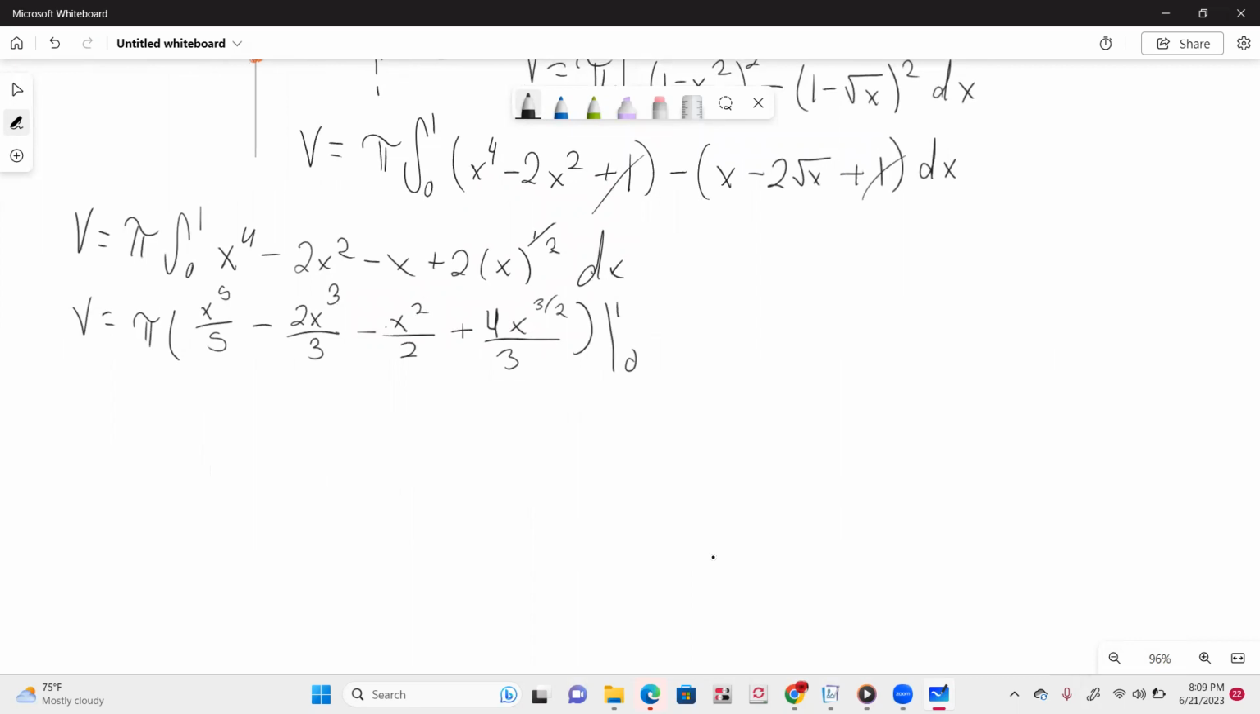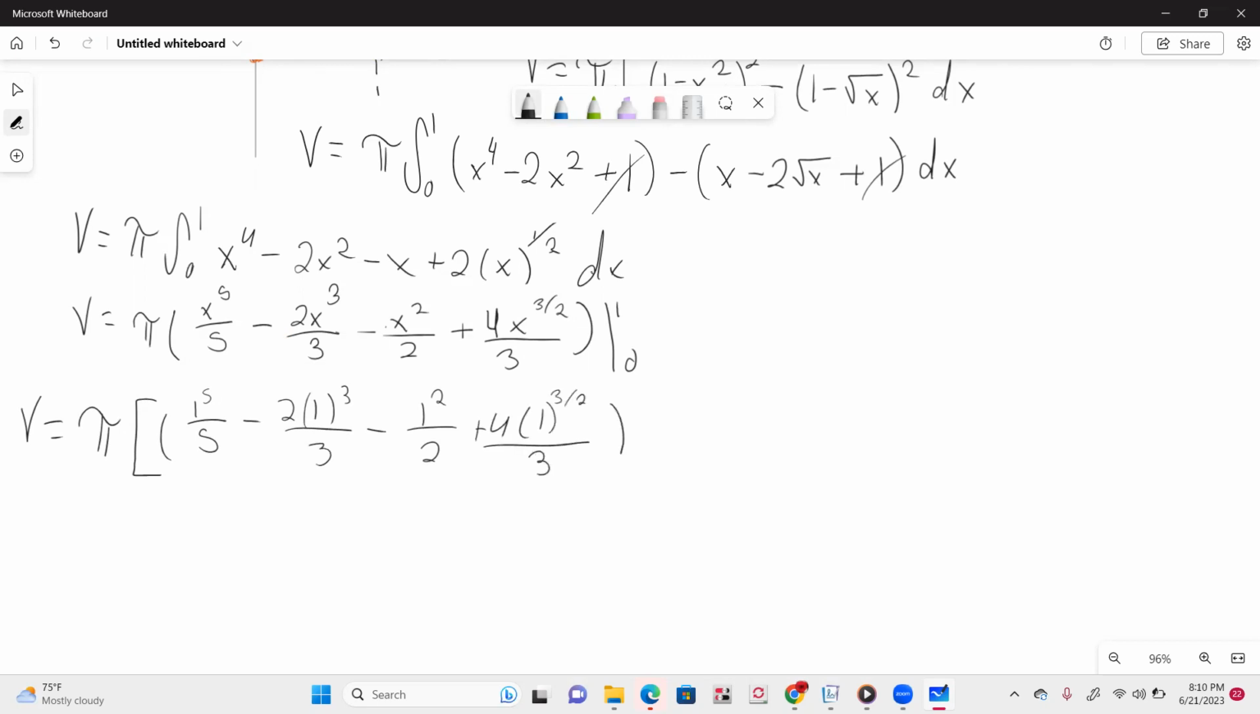Now we can plug in where the integral is defined. So we got pi times 1 to the fifth over 5 minus 2 times 1 cubed over 3 minus 1 squared over 2 plus 4 times 1 to the 3 halves over 3.